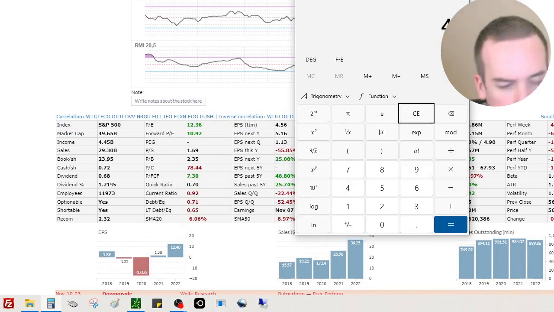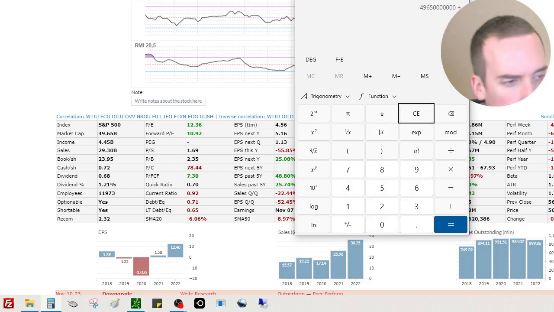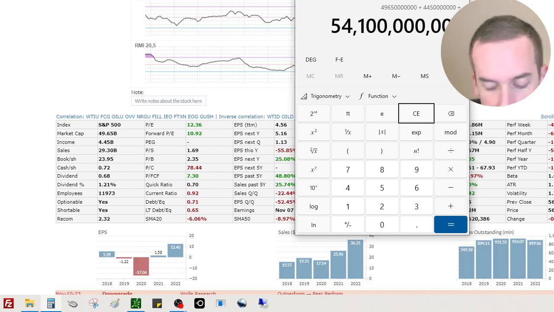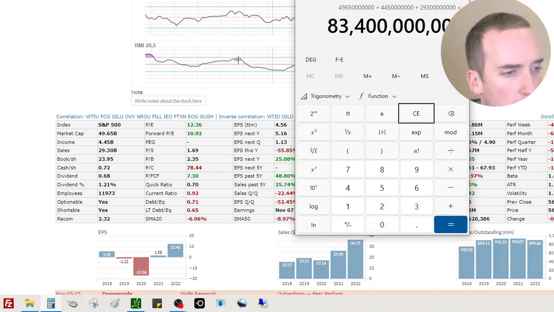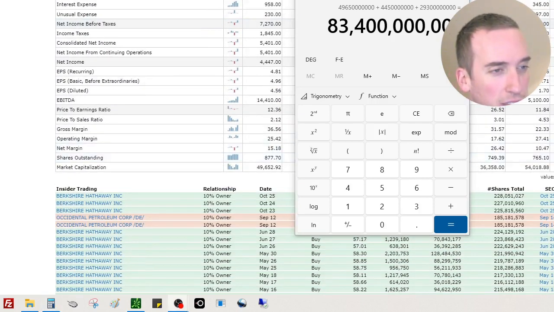So the market cap is $49,650,000,000 with an income of $4,450,000,000. Good for them. And they make $29,300,000,000 a year. Good for them. All right, now we're going to add the cash that they have on hand and remove the debt.